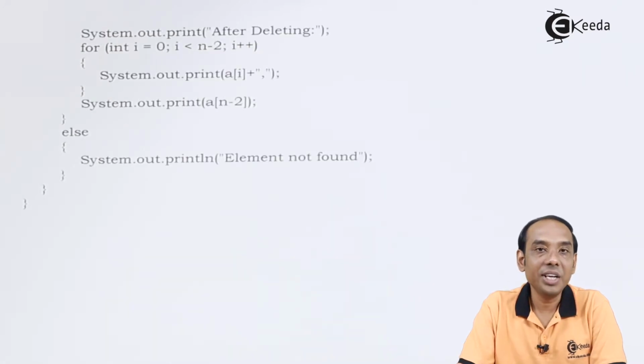Once we are done with the deletion, now we need to display the value to the user. That is, we need to display the array after the deletion to the user.